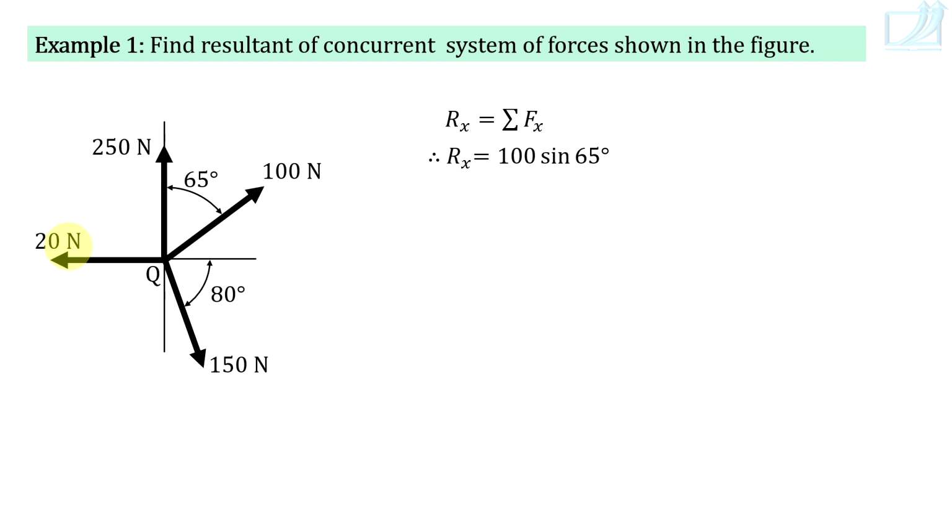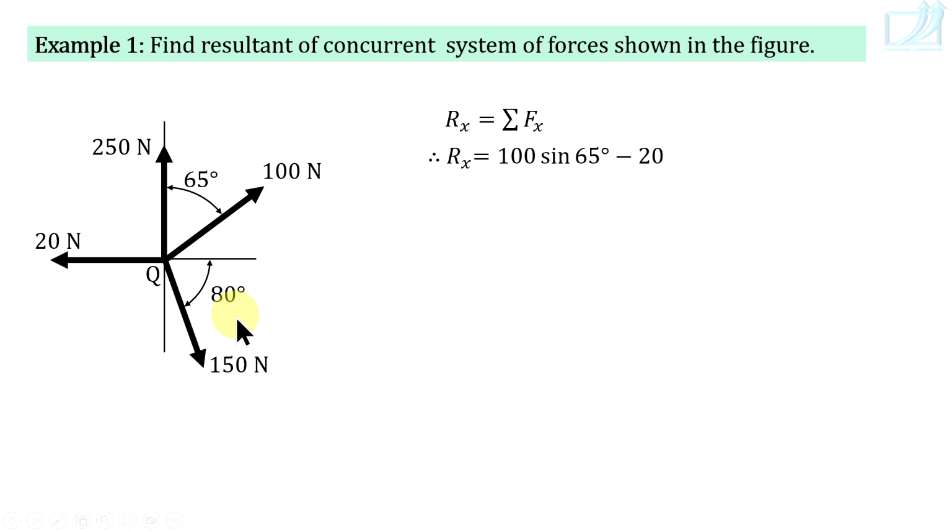Then 20 Newton force. 20 Newton force is leftwards, means minus. 150 Newton force is rightwards. Remember, we should focus on the arrowhead. When you move in this direction, of course you are moving downwards, but at the same time you are moving closer to the right side of the screen. What do you mean by that? This force is rightwards and downwards, but while writing x component, we should focus on its horizontal direction and it is rightwards. So we are using its angle with x axis.